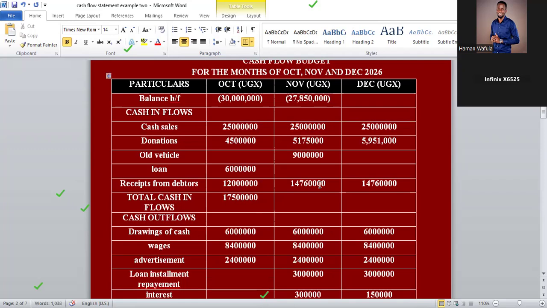Then again, you add it to get the inflows for November. So that is 25 million plus 5,175,000 plus 9 million plus 14,760,000 plus the 6 million, which is the outflow. So here we shall get 26,085,000.